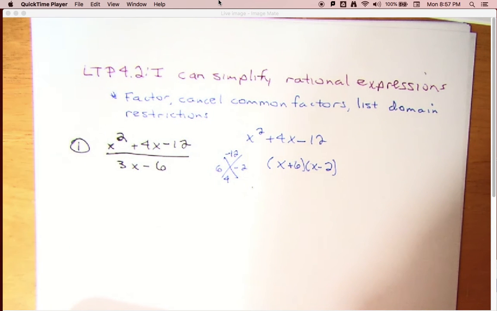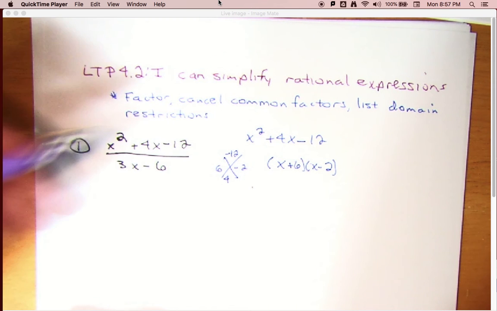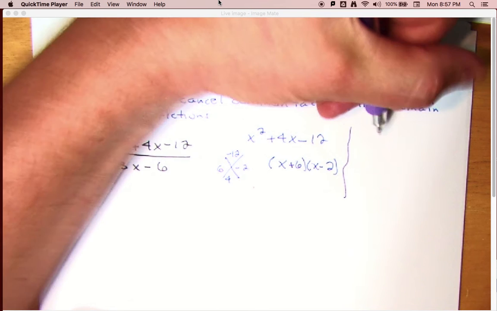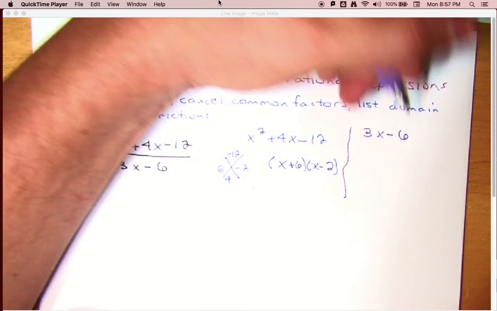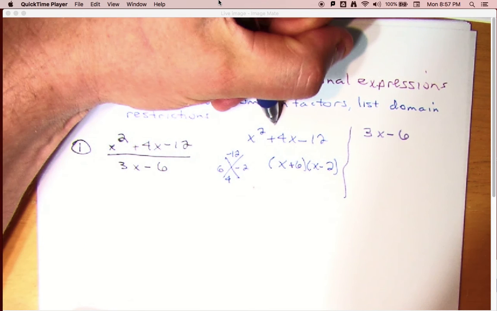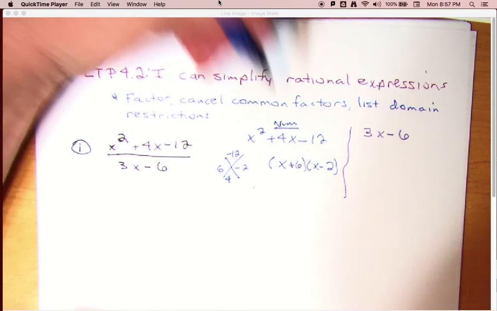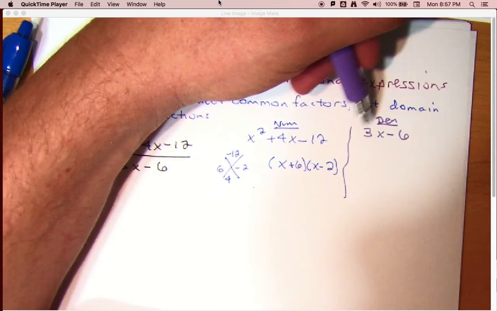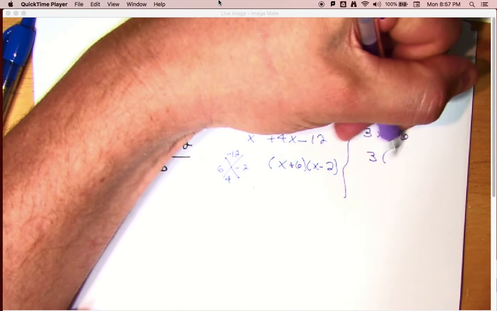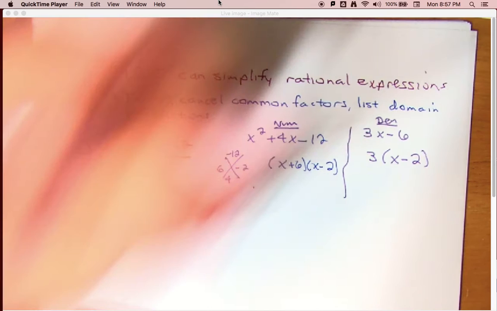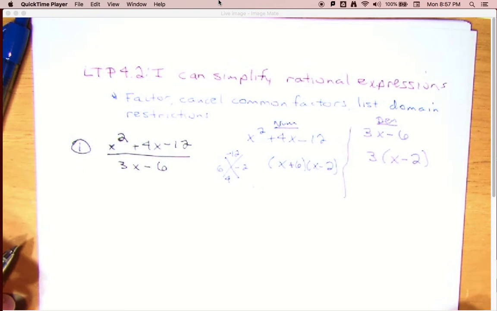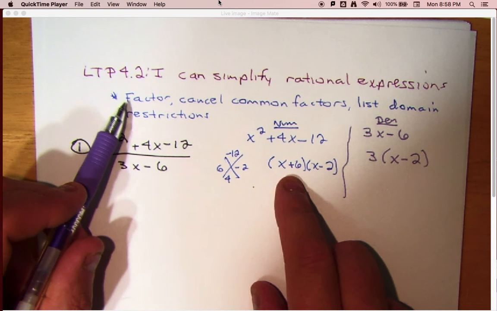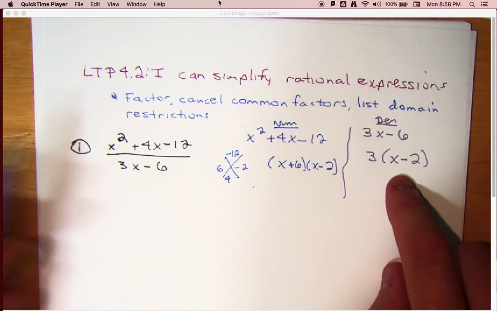I am then going to take my denominator, which is the 3x minus 6, and I'm going to factor that also. So this right here, let me go back, was my numerator. This right here is my denominator. And you can see we just got a greatest common factor here of 3, and then I get x minus 2 left in parentheses. Okay? So that was my factoring step. Factor my numerator, I got x plus 6, x minus 2. Factor my denominator, I get 3 times x minus 2.